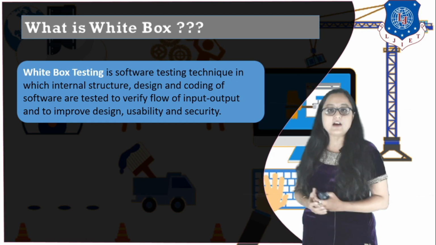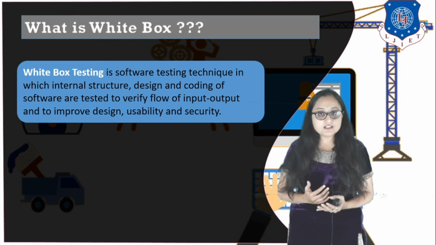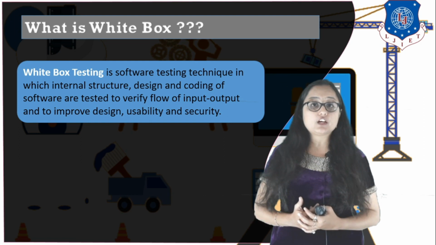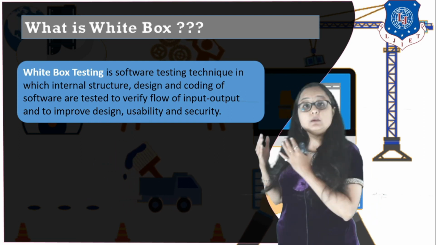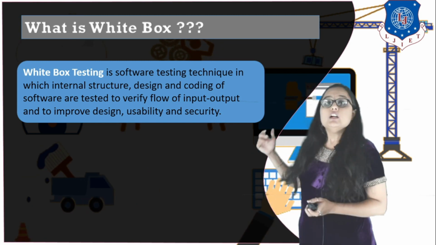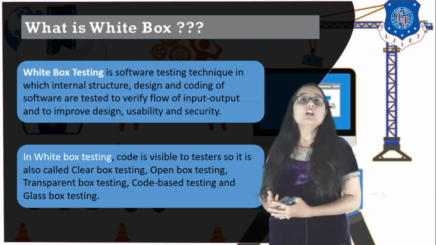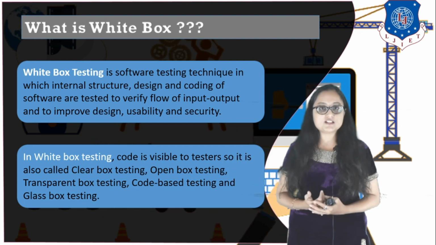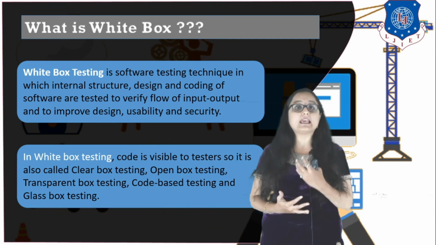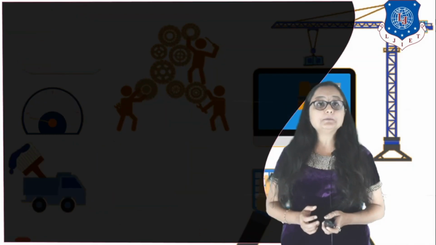So basically white box testing is a software testing technique in which we are seeing the internal structure of the coding and we are testing the software so that we can verify that the input and output is according to the customer's requirement, right? Now in white box testing, because we are able to see the code, we can also call it glass box testing. It is also known as transparent box testing. It is also known as structural testing because we are able to see the code, right? So this was about white box testing.